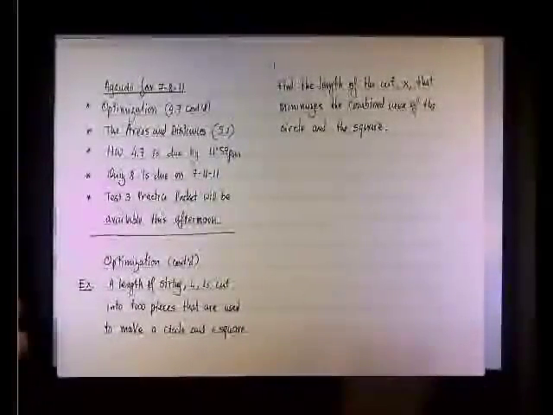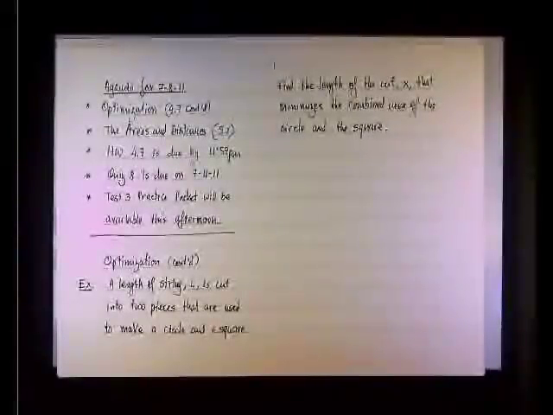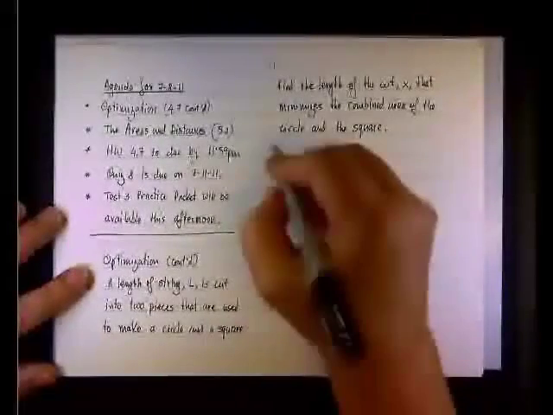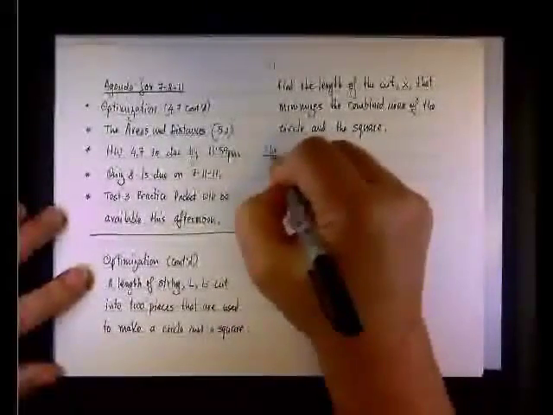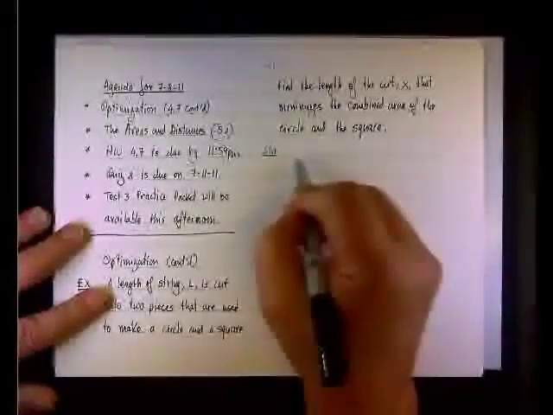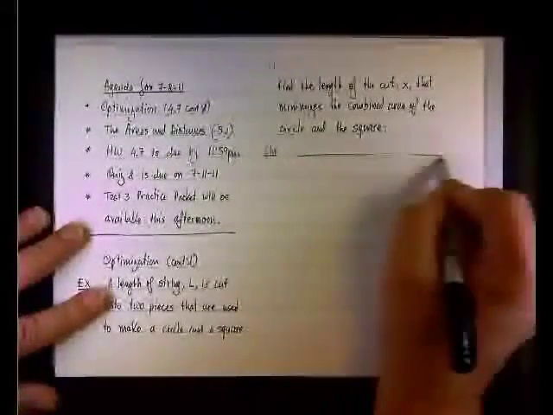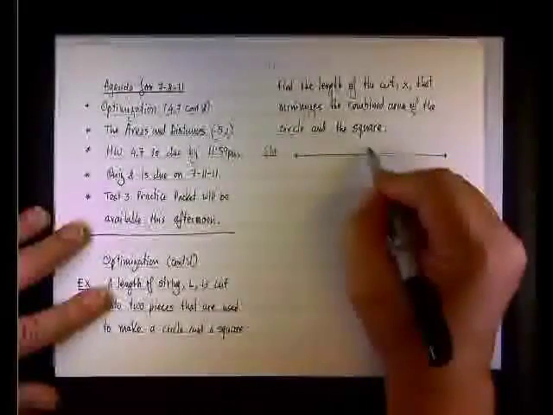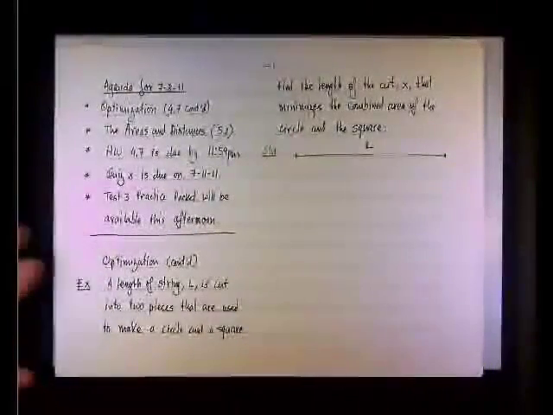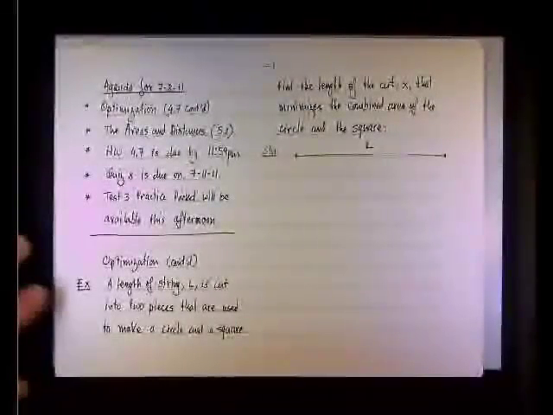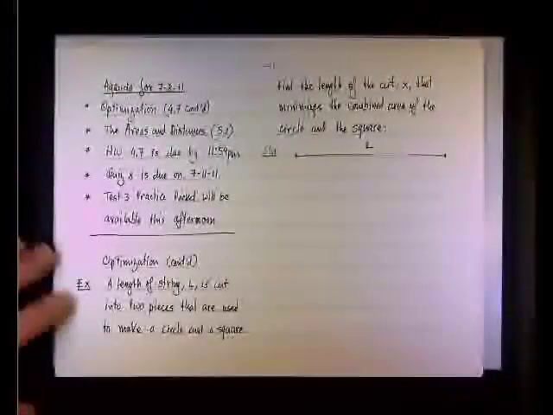So we read it carefully, we understand that we have a length of a string, we cut it into two pieces, we use one piece to make a circle, we use another piece to make a square, and we need to find the length of the cut that minimizes the combined area. So let's draw a sketch here and see if you can figure out what's going on. So here's the string, and the length of the string is known. Let's call it L. Later on, we can assign a specific number to it. It can be 100 centimeters, 1 meter, or 40 centimeters, and so on.